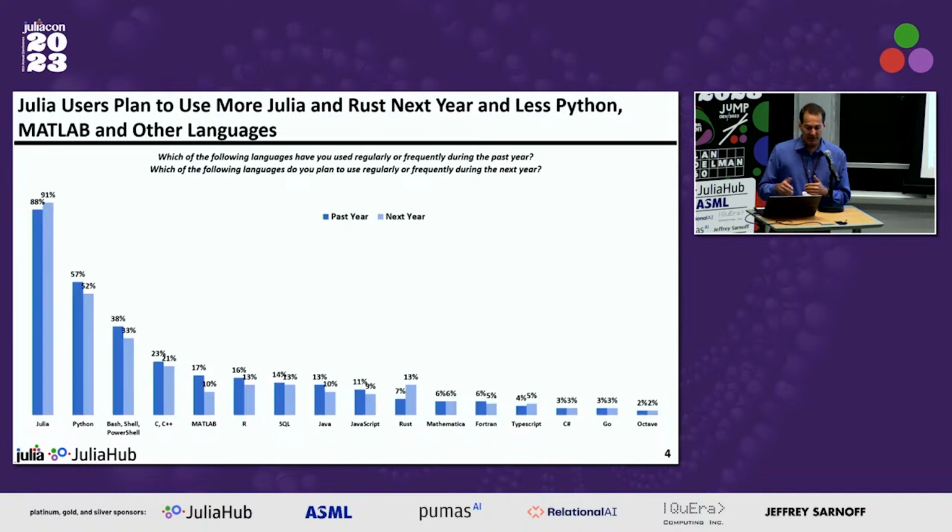We asked people, and you can see the exact question wording just under the black line, which of the following languages have you used regularly or frequently during the past year? And then we also asked, which do you plan to use regularly or frequently during the next year? Here we see a pretty significant increase for Rust. Still at a relatively low level, but up significantly among Julia users and developers. But again, Julia continuing to grow. As the package environment develops, as the language itself advances and includes more options, we're seeing more and more Julia users using more Julia, less Python, and less of other languages.